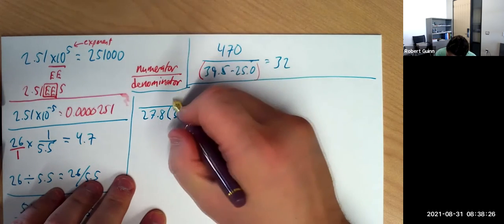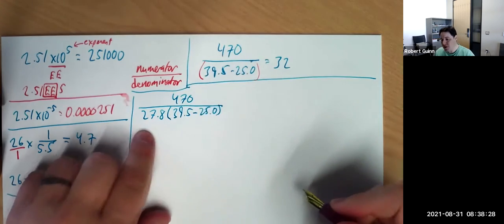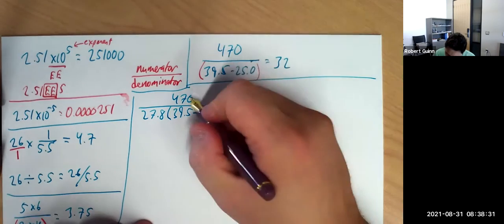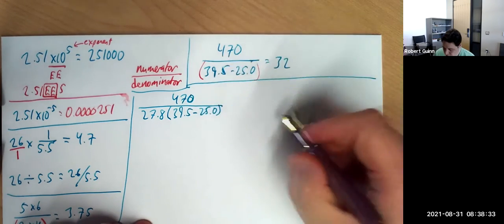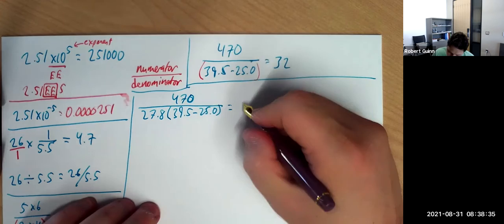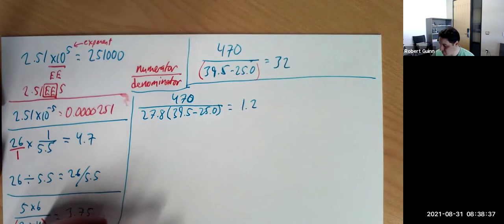What if we have both multiplication and subtraction in the denominator? For starters, the answer would be 1.2. So you can keep that in mind.